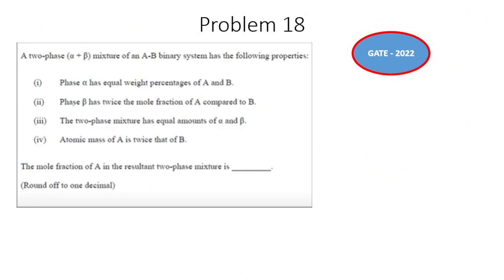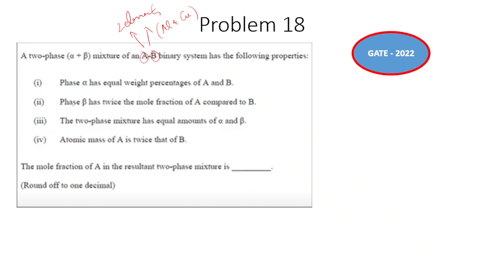There are just 10 minutes, so we'll finish only two more problems. This is a little complicated problem. Does anyone know how to solve this particular problem? We have a two-phase mixture, alpha plus beta, of an AB binary system. We have two elements, A and B, say aluminum and copper. We can consider A as aluminum and B as copper.